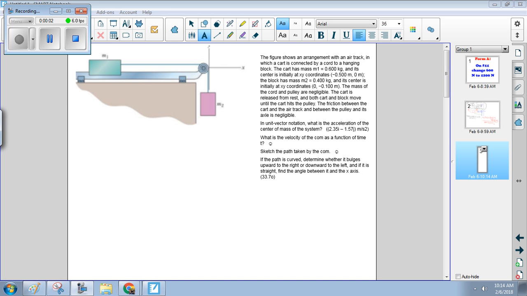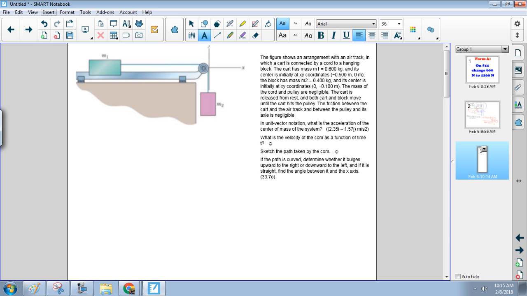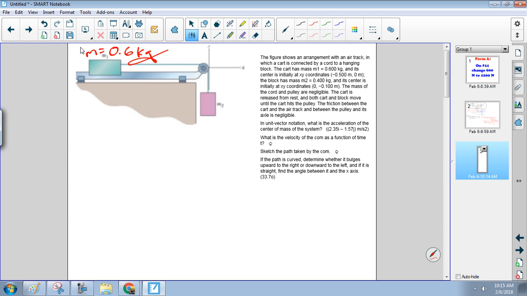Okay, so here we go. So, number 15. There's a lot going on in this problem. All right, so let's see if we can parse out what's going on here. So we've got an arrangement on an air track in which a cart is connected by a cord hanging to a block. The cart has a mass of 0.6 kilograms.